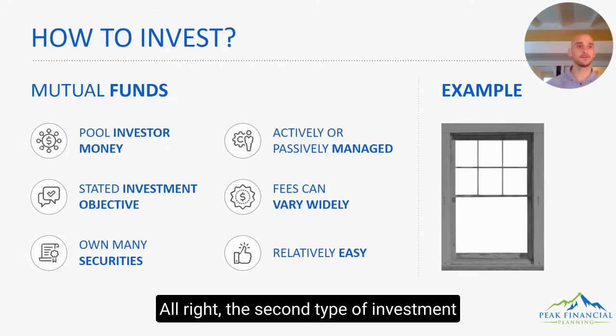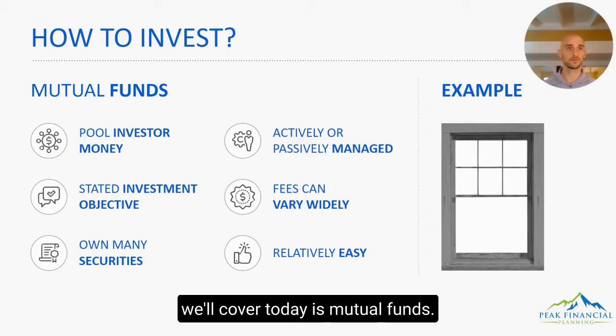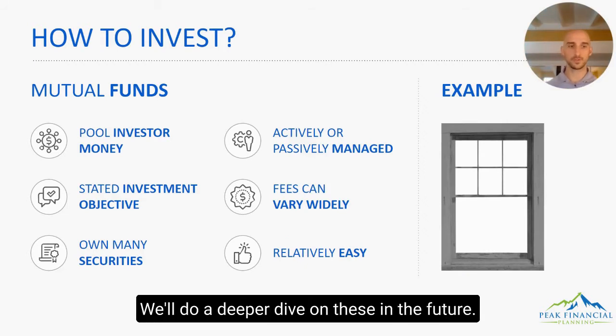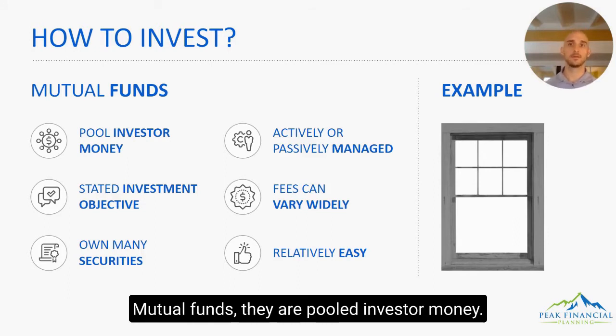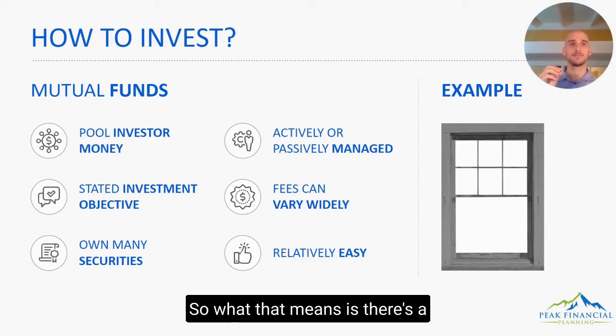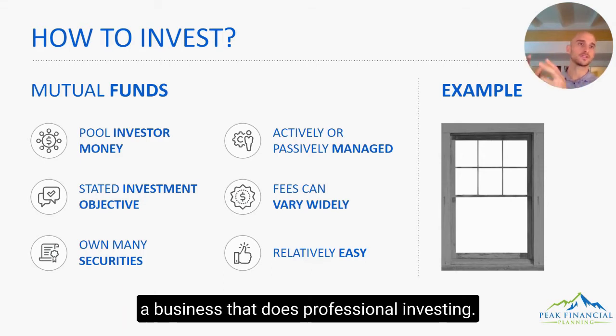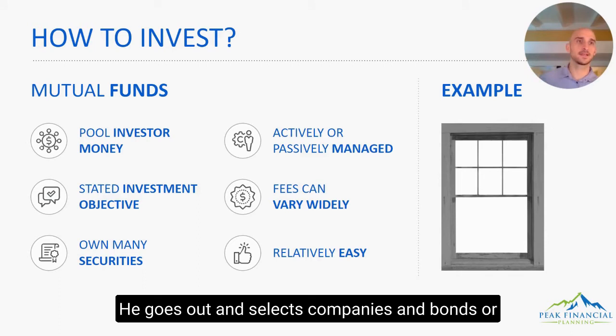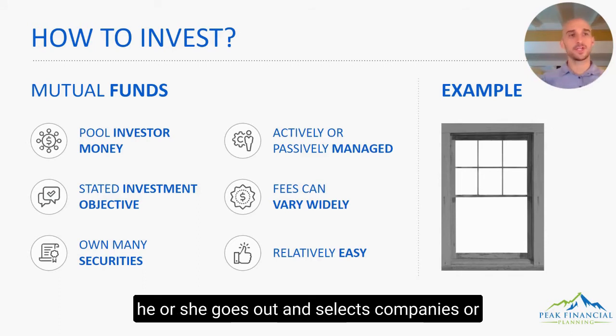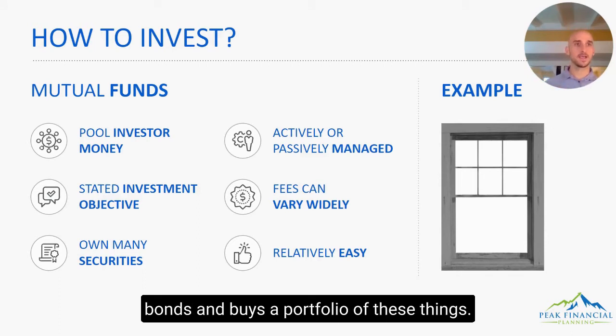All right, the second type of investment we'll cover today is mutual funds. Again, very broad level. We'll do a deeper dive on these in the future. Mutual funds are pooled investor money. So what that means is there's a professional investment manager who starts a business that does professional investing. He or she goes out and selects companies or bonds and buys a portfolio of these things.